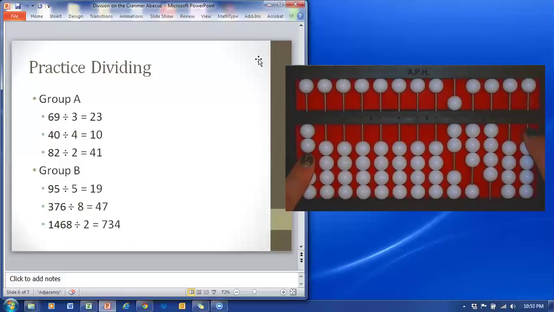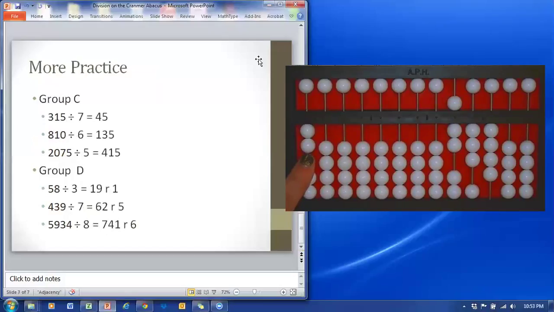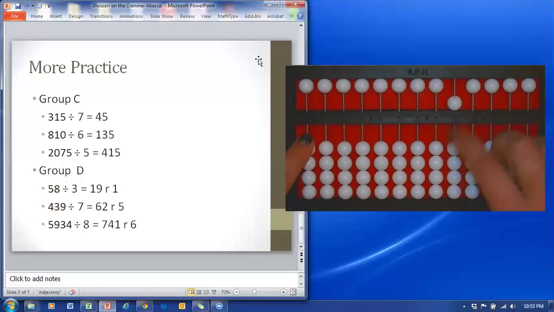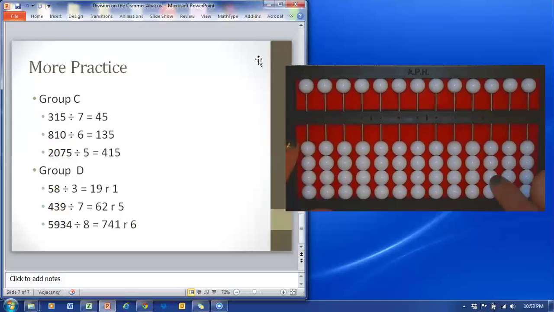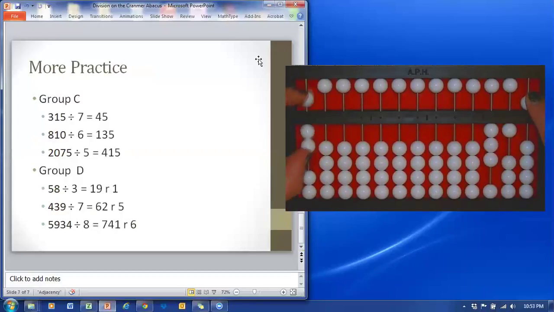Okay, problems not too bad, are they? So let's move down to Group C. In Group C, we are going to have to use some of those rules of 5 and 0, where there's times where our other finger, our left hand index finger, is going to have to help a little bit. Let's go ahead and set 315 on the right, and we'll divide it by 7 on the left.